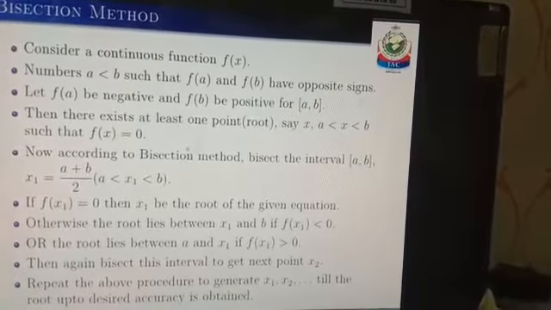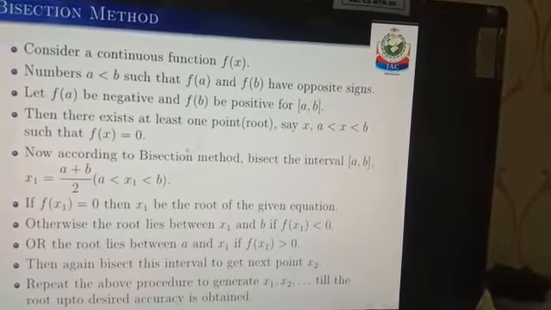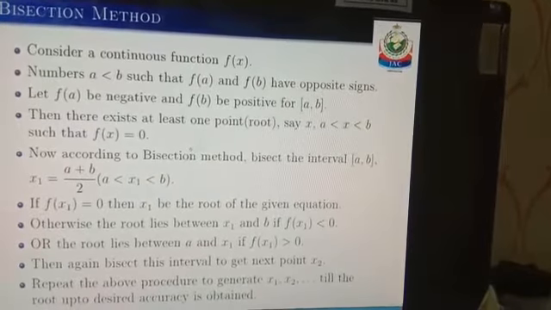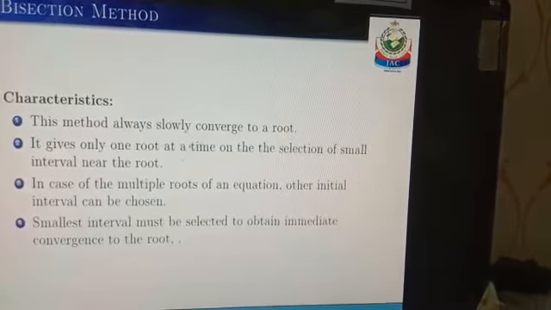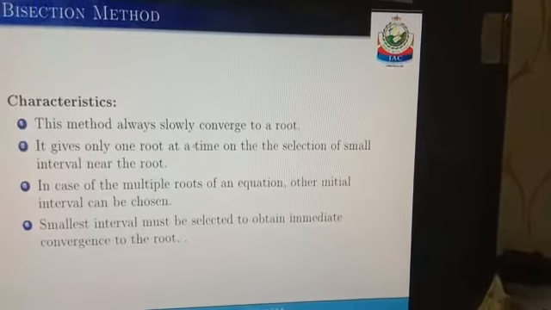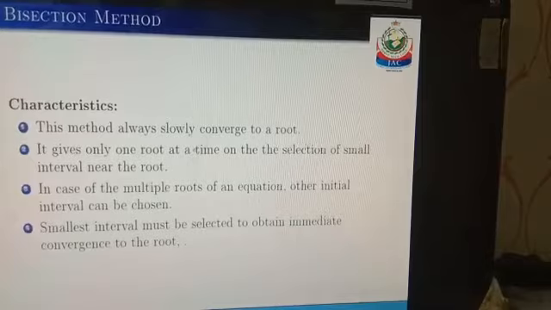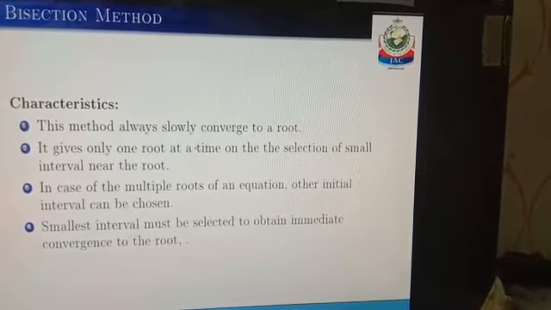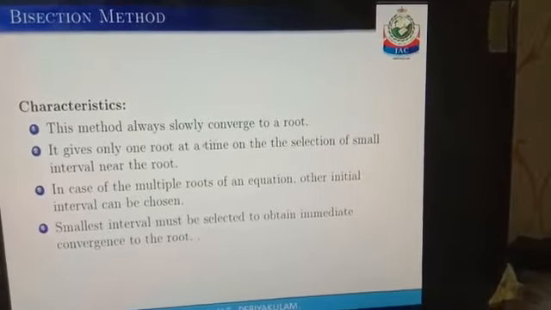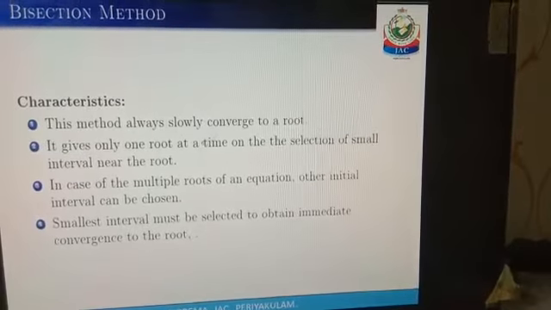Repeat the above procedure to generate x1, x2, etc., till the root up to desired accuracy is obtained. Bisection method characteristics: this method always slowly converges to a root. It gives only one root at a time on the selection of a small interval near the root. In case of multiple roots of an equation, other initial intervals can be chosen. The smallest interval must be selected to obtain immediate convergence to the root.